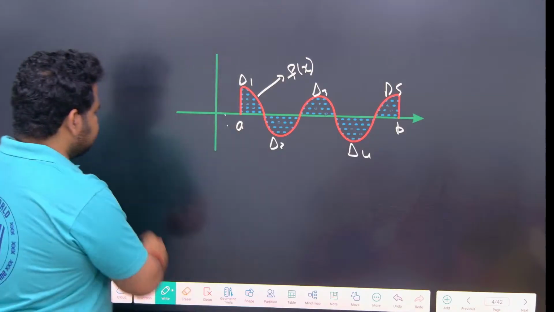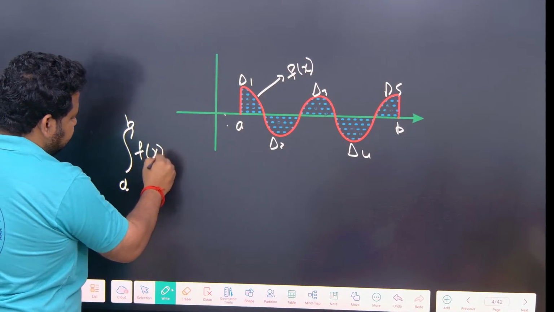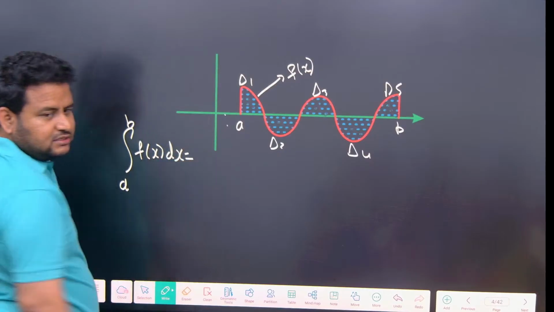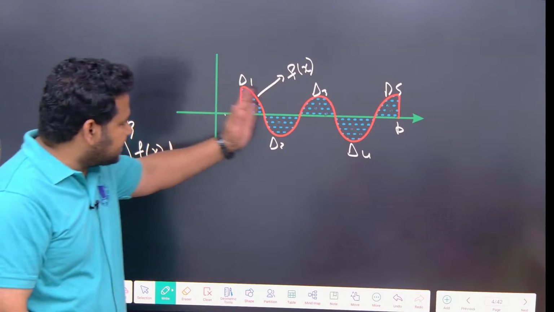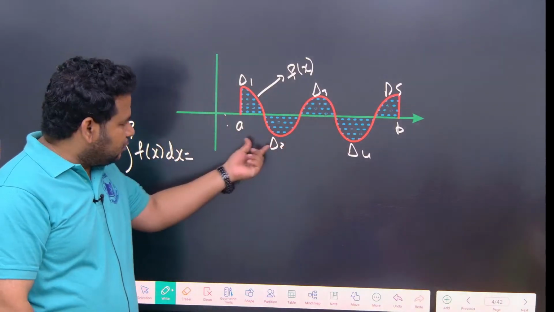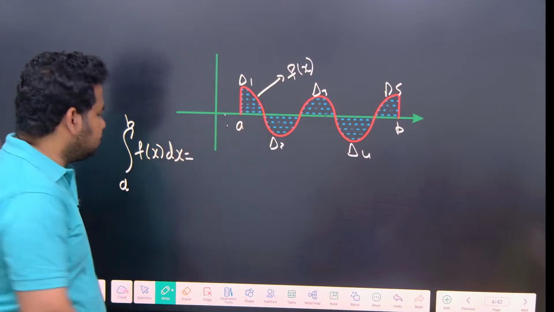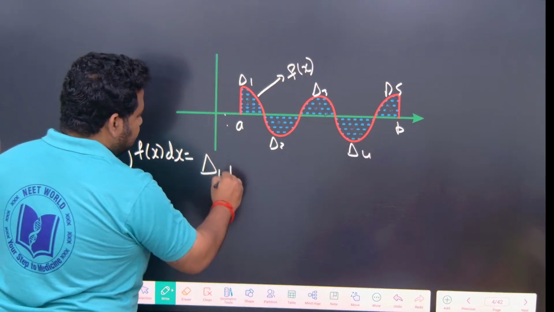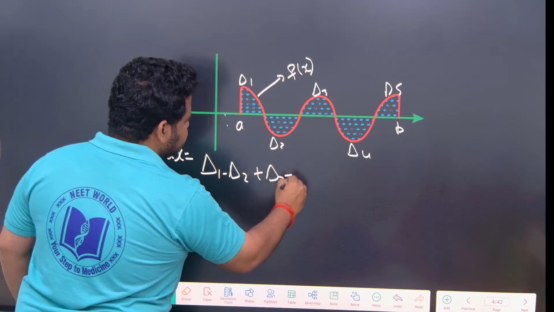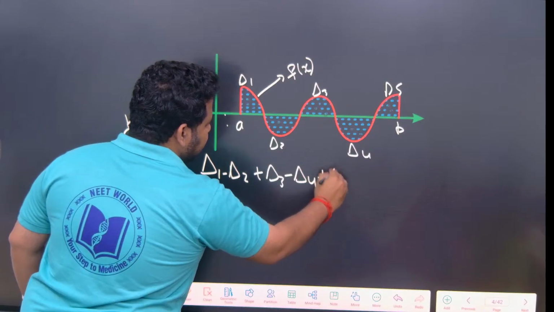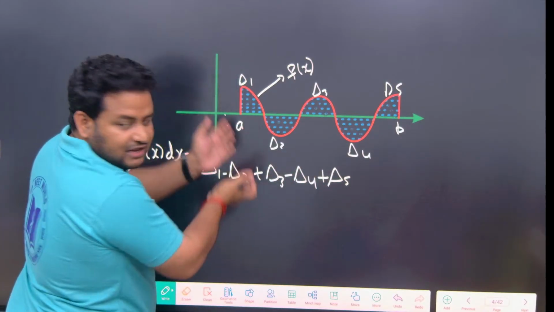So you will write it as, which you already know, integral from A to B of f of x dx. This is nothing but the sum of the areas of each of these. The area below the axis you take as negative, the area above you take as positive. So this becomes delta 1 minus delta 2 plus delta 3 minus delta 4 plus delta 5. If you add all of these, whatever value you get is the definite integration value of this function.